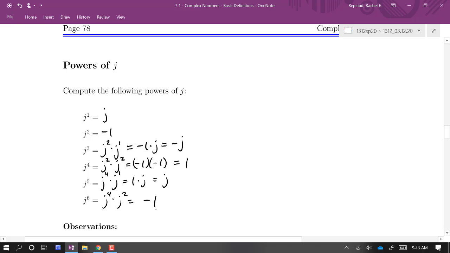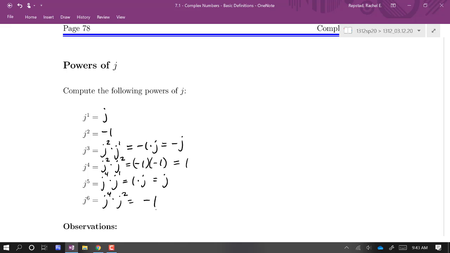So if I wanted to find like j to the 13th or something, rather than just do j times j times j times j, what I'd rather do is just figure out where I am in this cycle, right? This cycle is 4 long, right? By the time I get to the 4th power, I'm at 1, and then it begins again at the 5th power. So any multiple of 4 in the exponent, like j to the 4th, j to the 8th, j to the 12th, j to the 16th, those are all going to be 1.